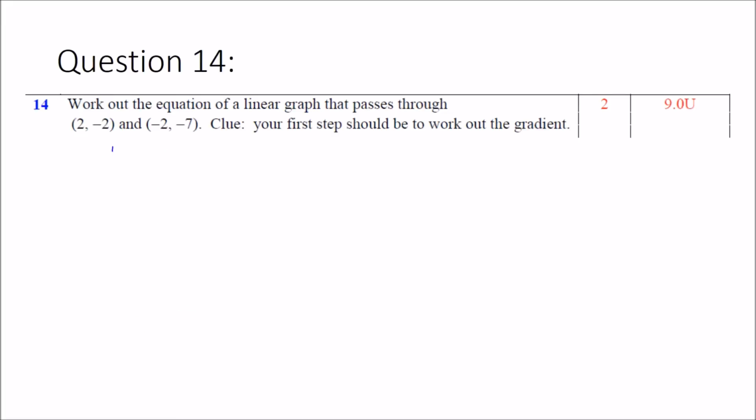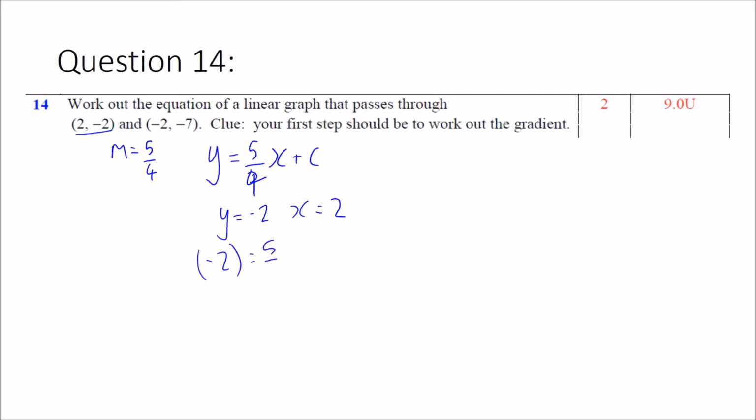Okay, so we figured out that the gradient was 5 over 4. Sorry, I hit the wrong button and it deleted everything. So I can write y equals 5 over 4x plus c. Now, in order to find c, we need to choose an x and a y value that makes sense, and we could use either of these coordinates. Now, I would use this one because it's got less negative numbers in it. So we know that y equals -2 and x equals 2. So we can substitute these values in. So -2 equals 5 over 4 times 2 plus c.